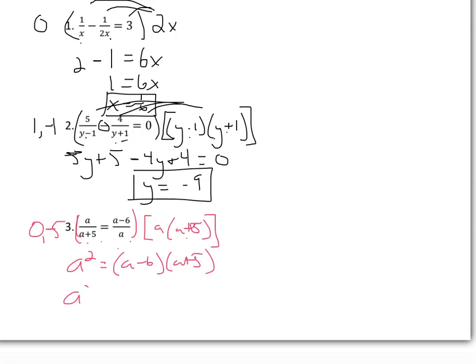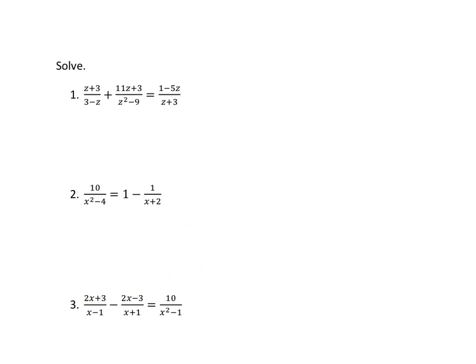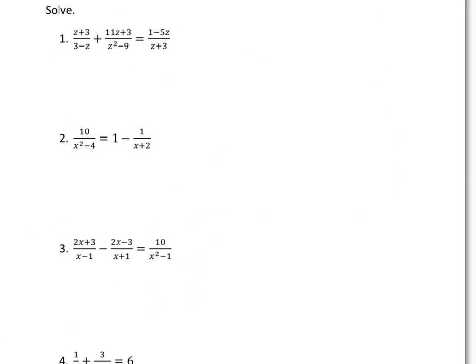FOIL that out, and we get a squared equals a squared minus a, minus 6a plus 5a is minus a, minus 30. Luckily our a squared terms cancel each other out when you subtract them, and we're left with a equals -30. That's not 0 or -5, so we don't have any extraneous solutions. It's just -30. Okay, more examples. For this one right here, this is where things get a little bit more complicated.